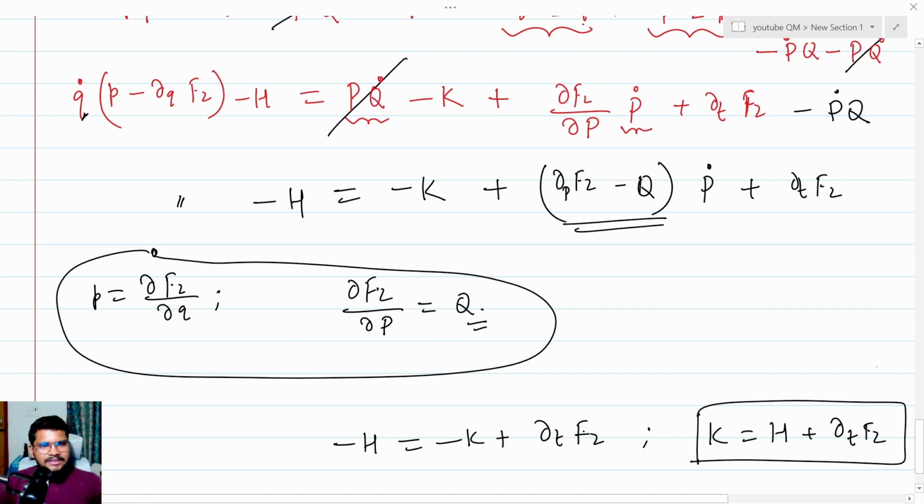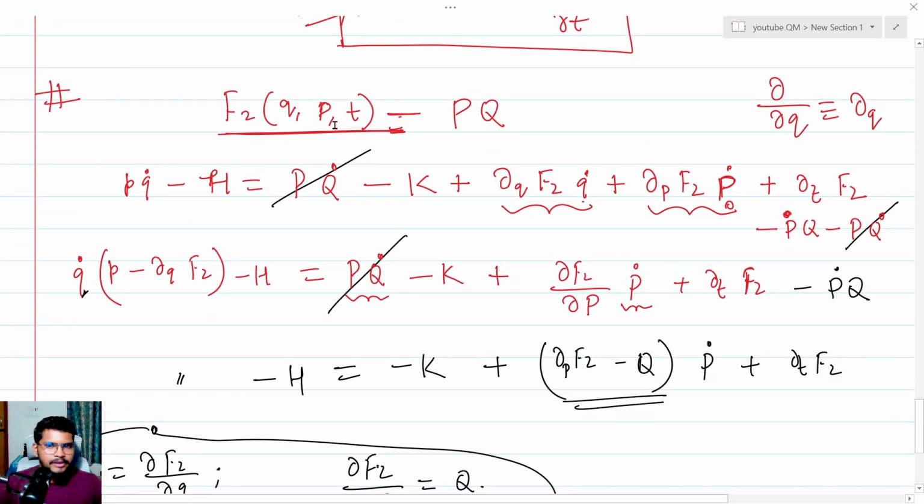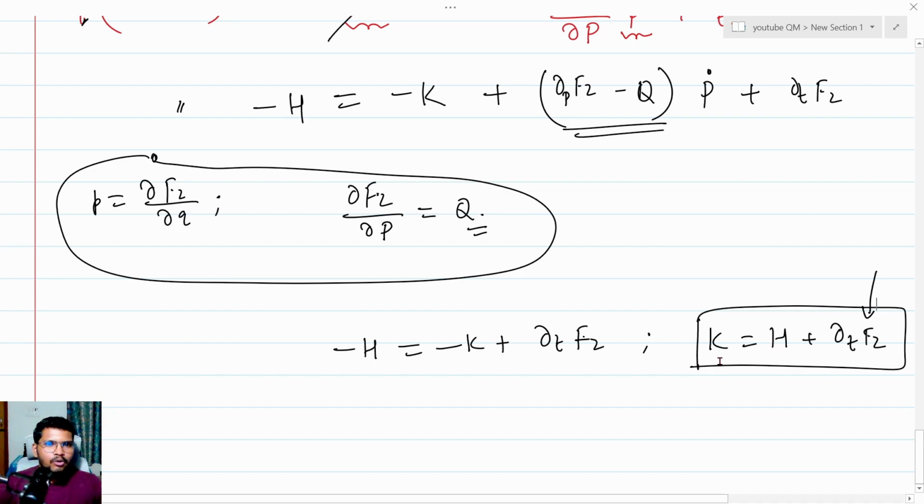So if you give me this kind of generating function, if I know somehow that this is the generating function of this particular kind, that is only depending on q and P, I know exactly how the new Hamiltonian, that is K, is going to be. If I know del F2 by del t, I can easily find out the equation of motion without even solving the complicated differential equation that is going to appear.